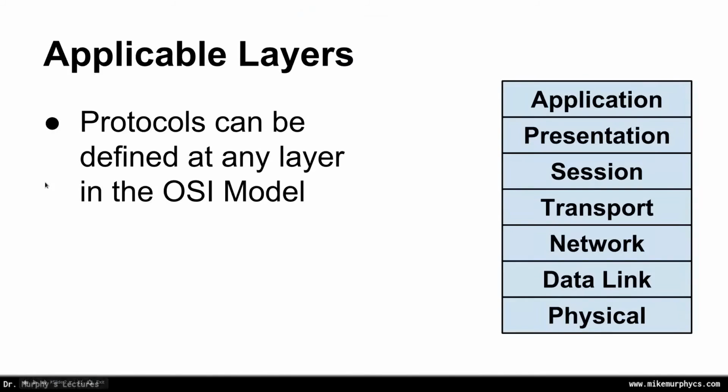Protocols can be defined at any layer in the OSI model. So we can have a protocol defined as an application layer protocol, as a presentation or session layer protocol, even though in practice we don't use those. We can have a transport layer protocol, a network layer protocol, a data link layer protocol, or a physical layer protocol.